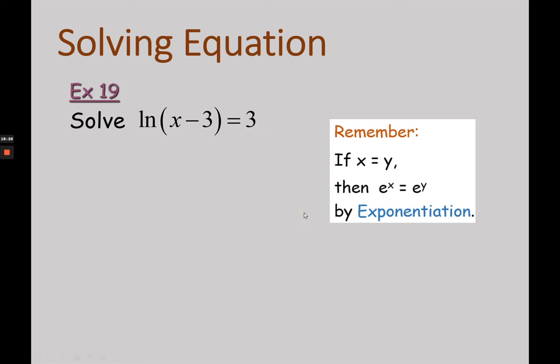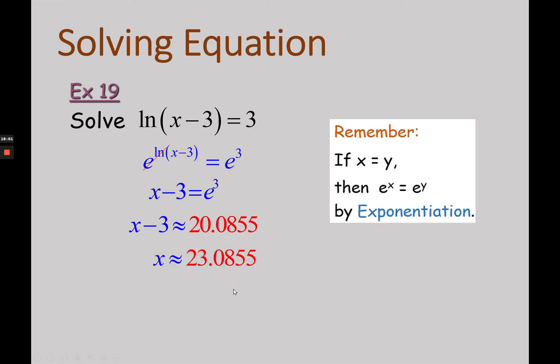And this is supposed to be the last. Solve ln of x minus 3 is equal to 3. By exponentiation, both sides become powers of e. Cancel e and ln. The left side becomes x minus 3. Evaluate e to the power of 3 using your Desmos calculator. It's 20.0855. Add 3 to both sides. It's 23.0855.